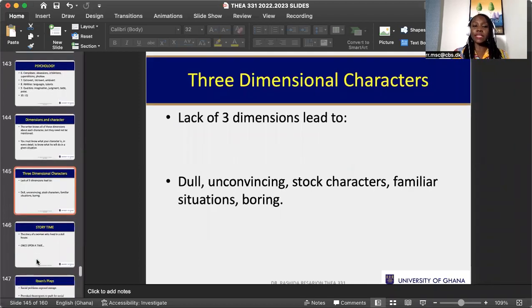So when you find characters that are very convincing, characters that make you feel their struggle, characters that you identify with, you know that they have dimensions, that these three dimensions have come together to make them very complex, to create the kind of character that is human-like, so that it is not just a stock character who is the same way right from the beginning to the very end. There is no growth, there's no development.